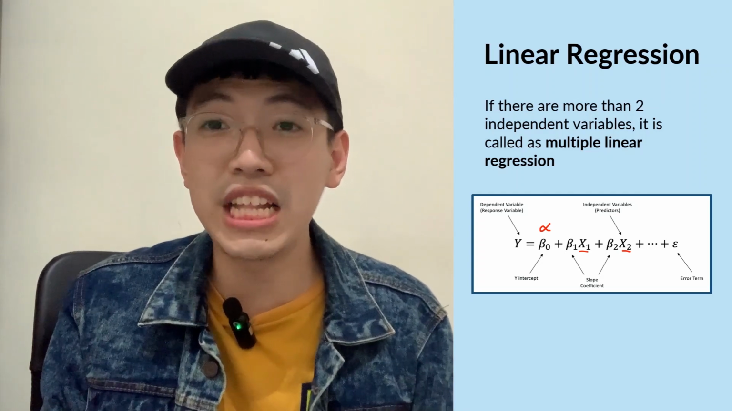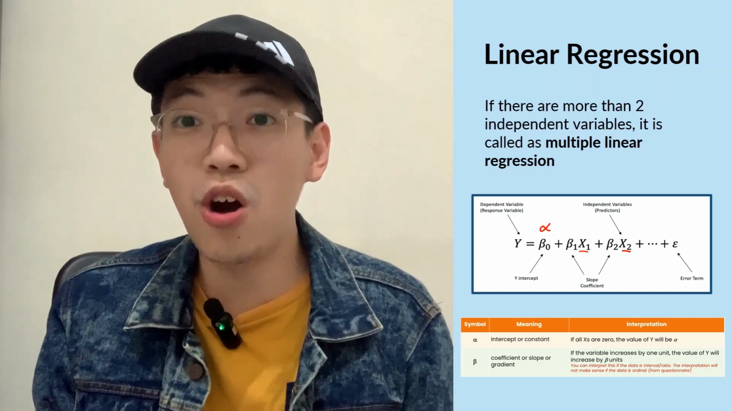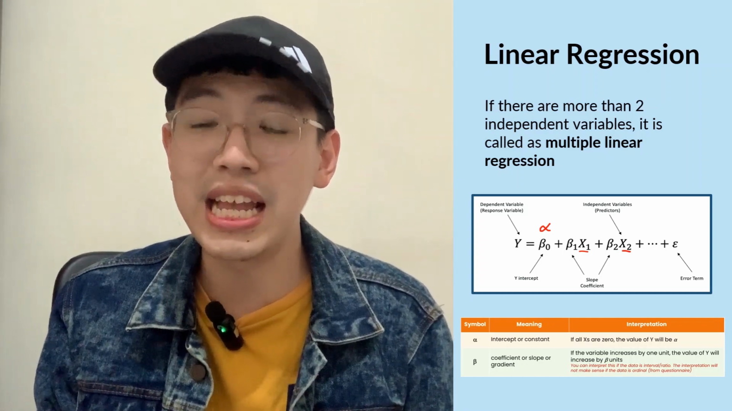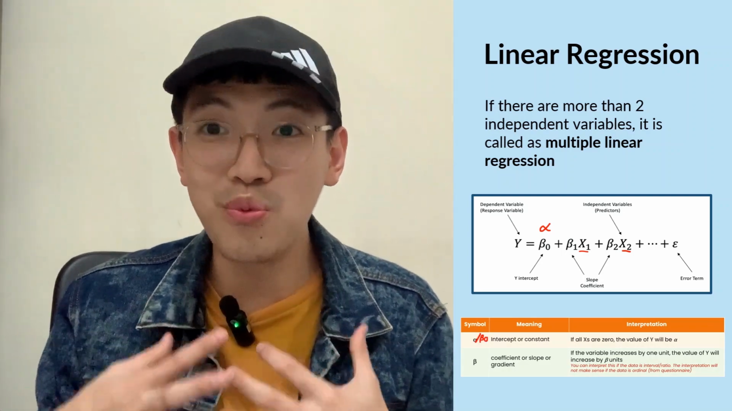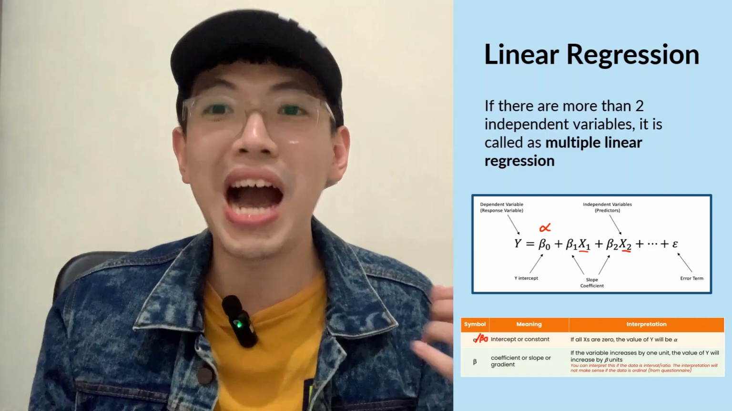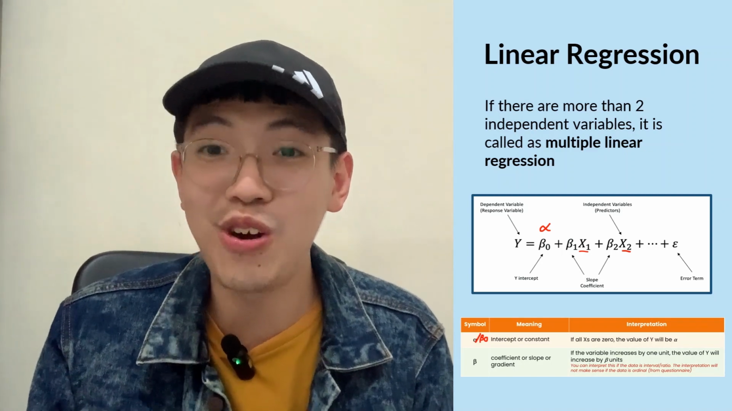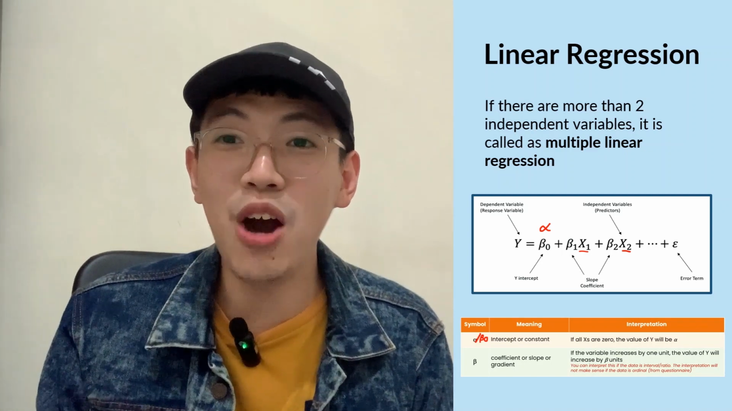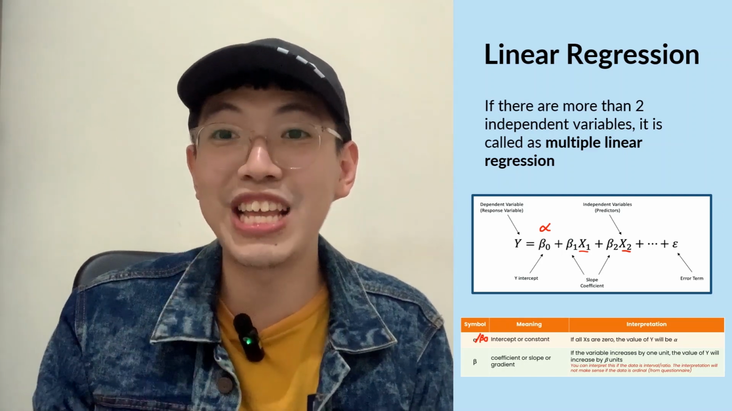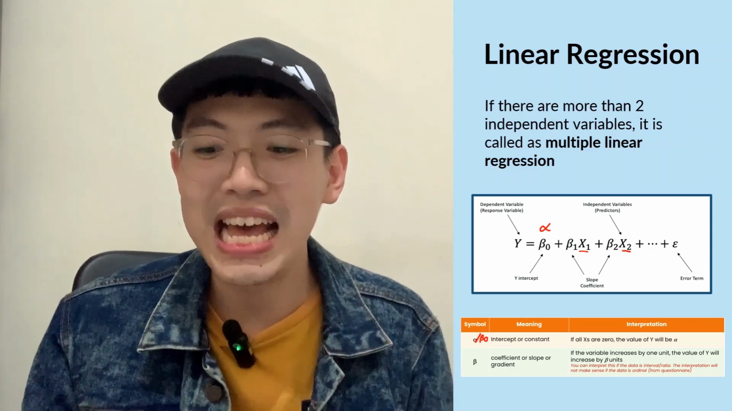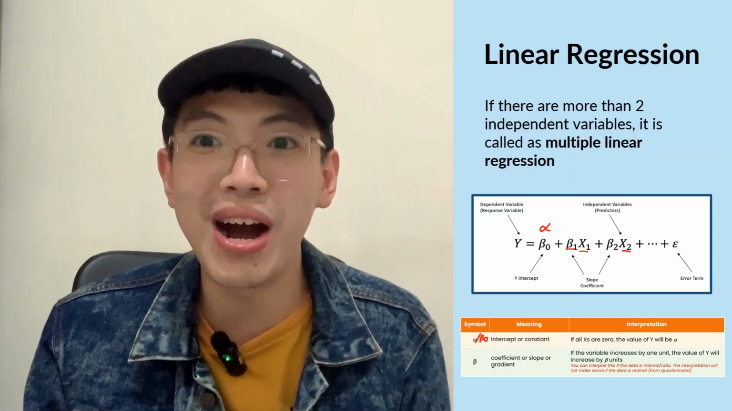This is how you can interpret the linear regression equation. As I mentioned previously, b0 or alpha is the intercept or the constant. It means if all x are 0, the value of the y will be equal to alpha or b0. While b or beta here is the coefficient or the slope or the gradient. This is how you can interpret. If variable x1 increases by 1 unit and the other variable stays the same, the value of y will increase by beta 1 or b1 units.